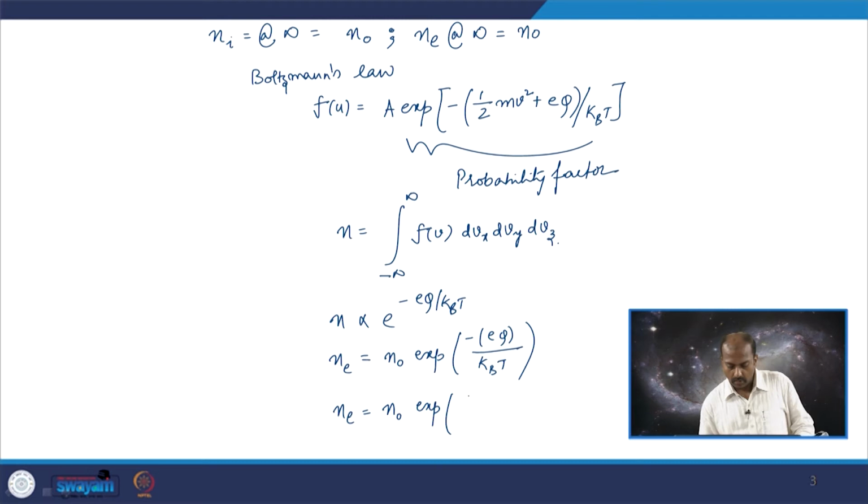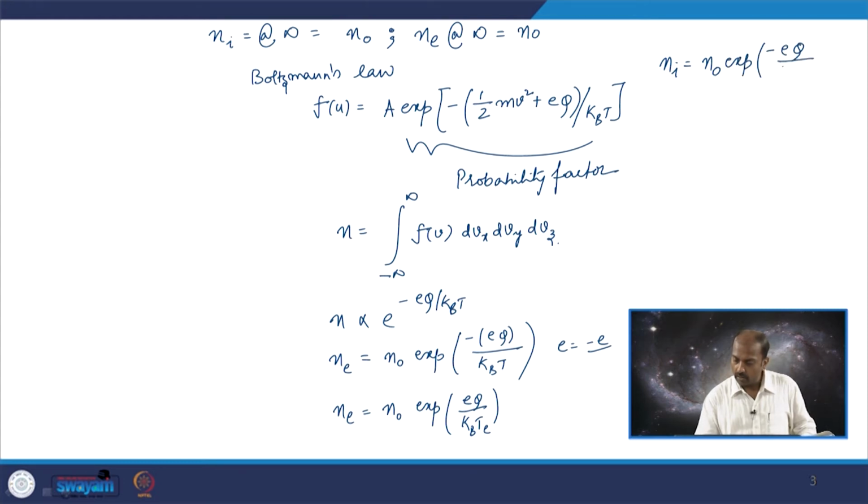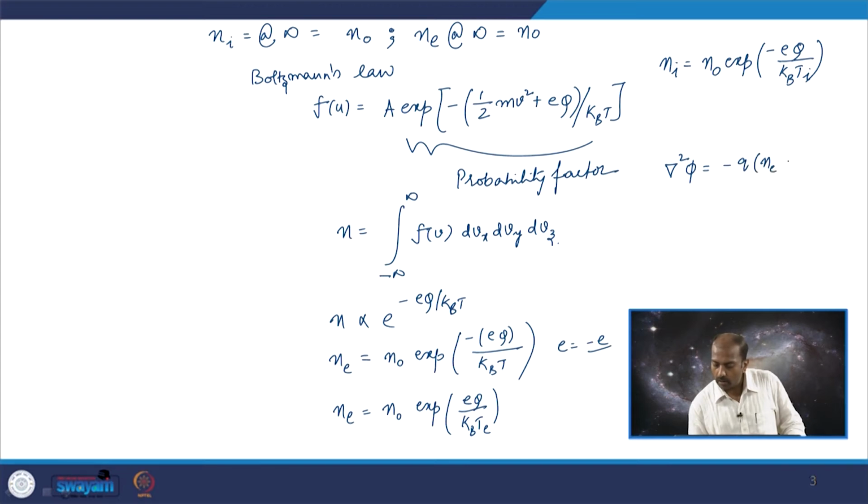which is equal to Ne, the number of electrons per unit volume. Since the charge of the electron is to be taken as minus e, we write e phi by kB Te. It is more appropriate to write kB Te, right. Similarly, you can also write Ni is equal to n naught exponential of minus e phi by kB Ti, right. Now, we are trying to solve del square phi is equal to minus q times (Ne minus Ni) divided by epsilon.